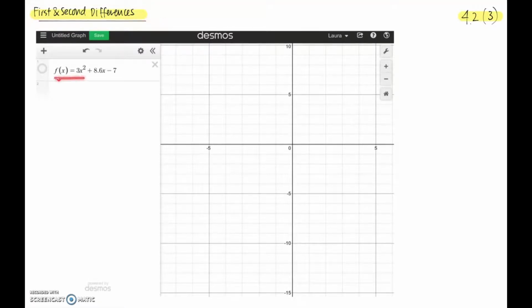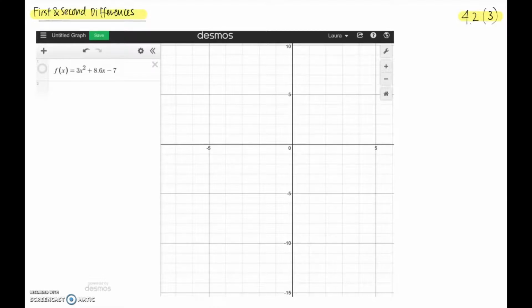So let's think about this function here. F of x equals 3x squared plus 8.6x minus 7. This is definitely a quadratic function. We have this x squared term here that tips us off that we're talking about a quadratic function. And we can think about what we would expect this function to look like.